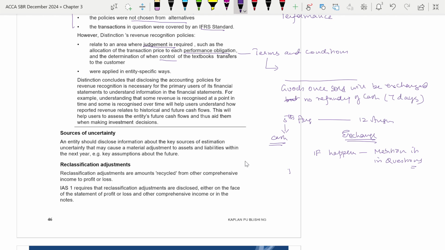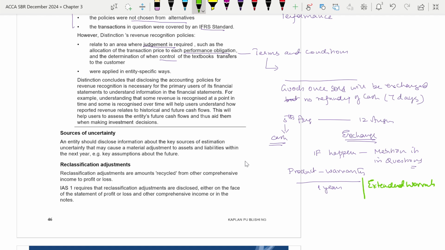You are buying a product. They will give you a warranty. Usually, they give a warranty for 1 year. Now, customers are very specific. They say that we want an extended warranty. For that, they will pay you some extra money.